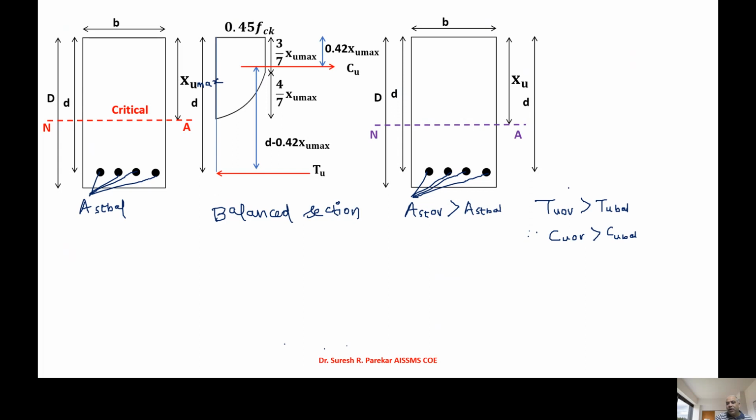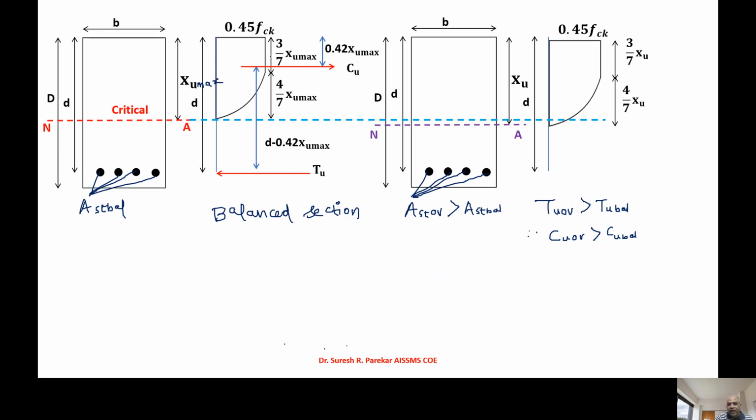So my stress block diagram should be greater than the balanced section, and you can see this if we draw this line. So the stress block diagram has an Xu value which will be greater than Xu max. So we have this value Xu greater than Xu max. And then concrete reaches maximum value first.